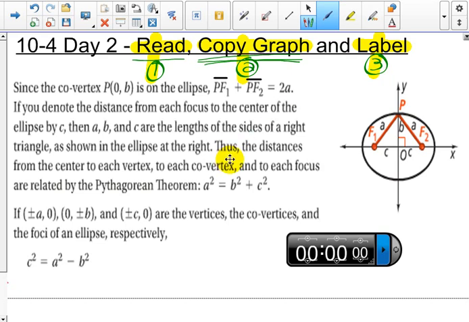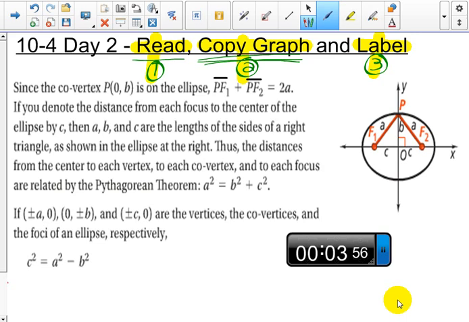Hi, this is Miss Downey with day 2 of our ellipse lesson, and today I would like for your bell work to be to read this paragraph and understand it, copy the graph to the right of it, and label this graph. Okay, so don't write all the words here. I'm going to give you 4 minutes and begin now. I will read this aloud.